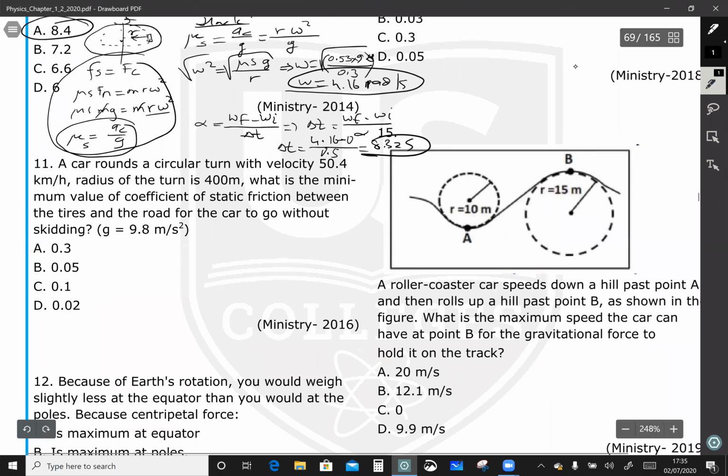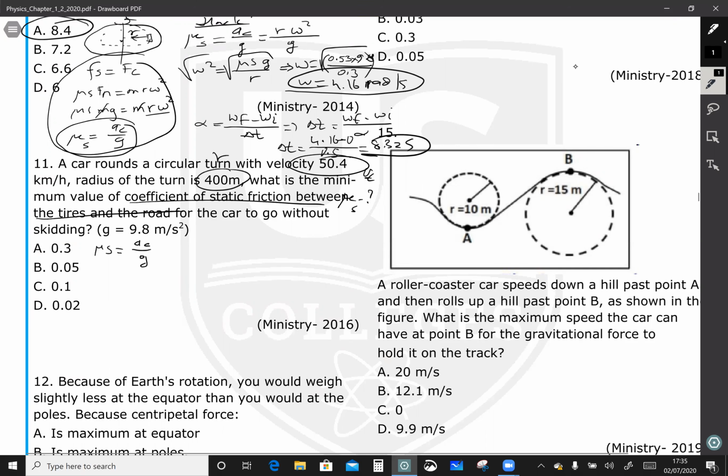Mu s is equal to AC divided by G. The question asks for the coefficient of static friction, so mu s will be calculated. We know the tangential speed is 50.4, but it is in kilometers per hour and must be converted to meters per second. The R is also given, which is 40 meters. We are going to insert them into the equation and find the answer.